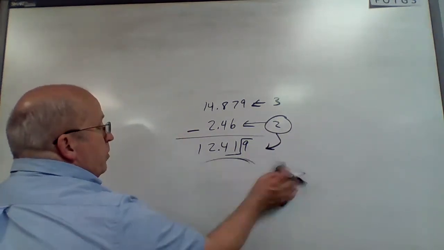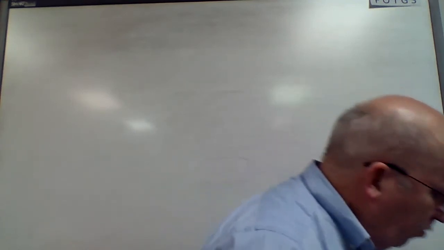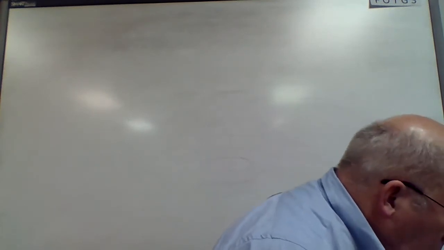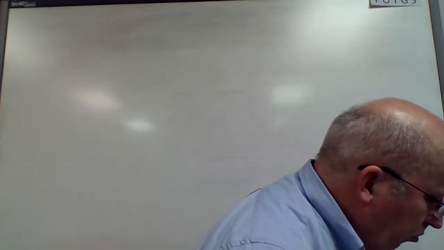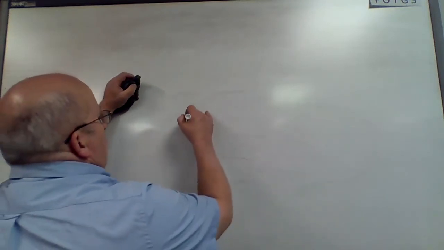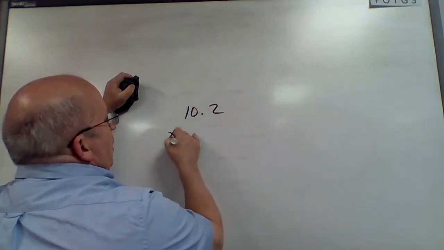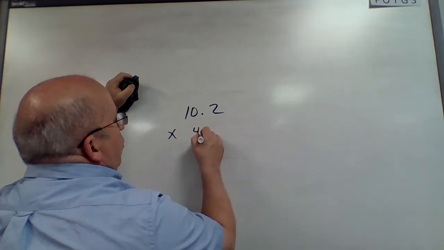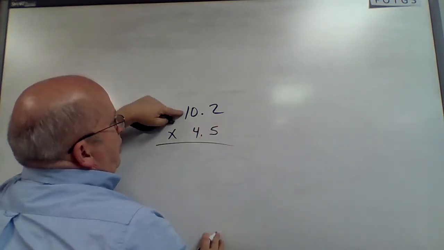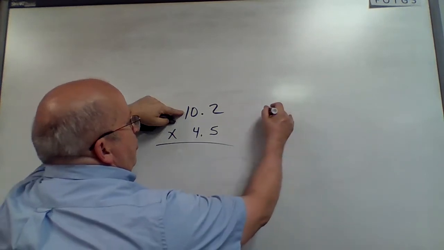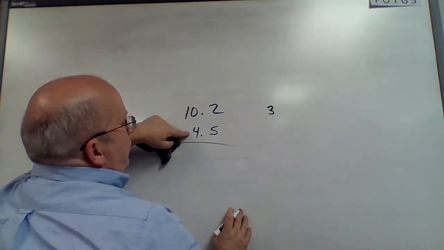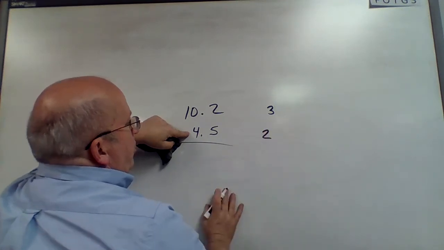How are we going to multiply or divide? Well, the rules for that are on the top of the next page, 592. It says when multiplying or dividing, the product or the quotient is going to have the same number of significant digits as the measurement with the least number of significant digits. What in the world does that mean? Let's say I have 10.2 and I want to multiply that by 4.5. How many significant digits does this have? It has 3 significant digits. How many significant digits does this have? It has 2 significant digits.